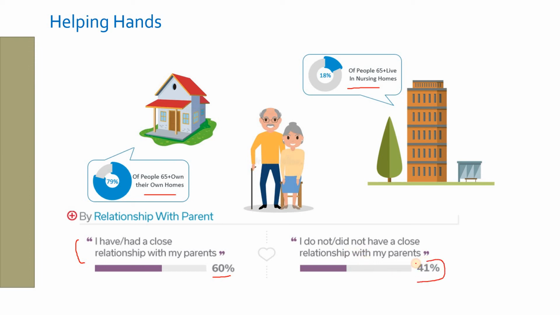41% are saying. But you can see here that 79% are living in their own homes, and 18% are living in nursing homes, meaning old age homes. So this is all about the helping hands. Helping hands here means the grandparents.